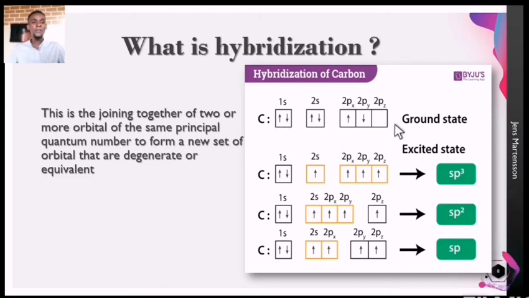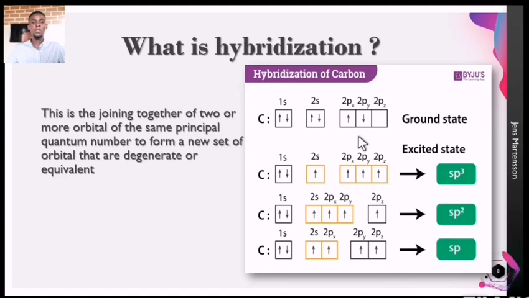Now what you have here is just the electron configuration of carbon. Carbon has an electron configuration 2, 4, right? 2, 4.